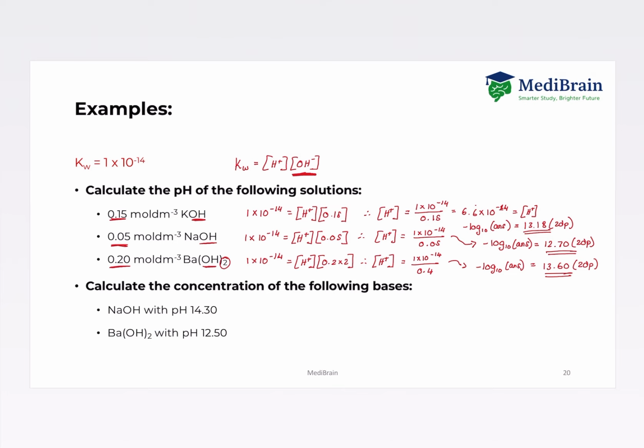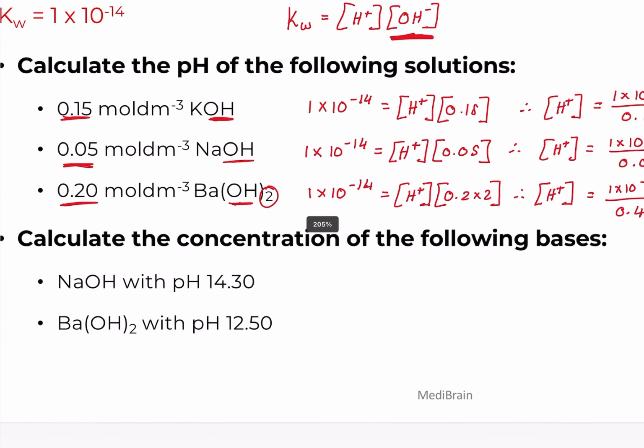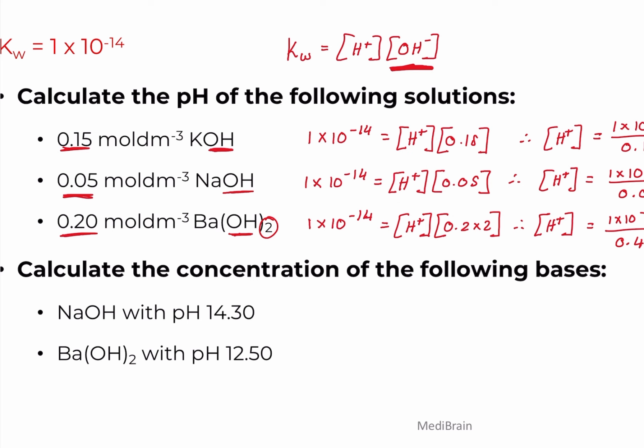Okay, now if we move on to 2 more examples, it says calculate the concentration of the following bases. This time we're given the pH. So how are we going to do this? Whenever we're given the pH, always work out the hydrogen ion concentration, and then you can work from that. How do we do that? Remember, it's 10 to the power of negative pH. So it's going to be 10 to the power of negative 14.3.